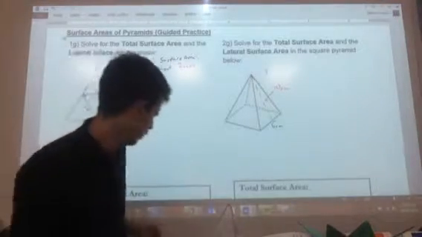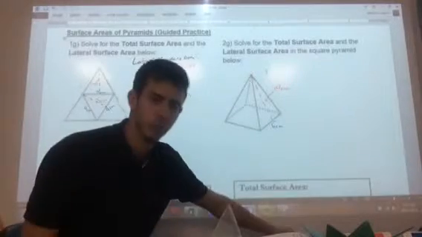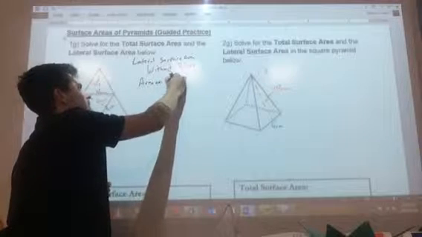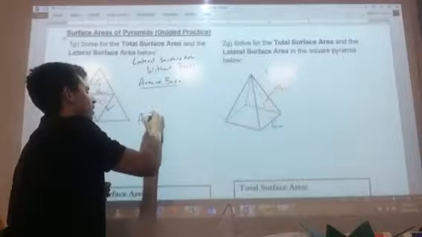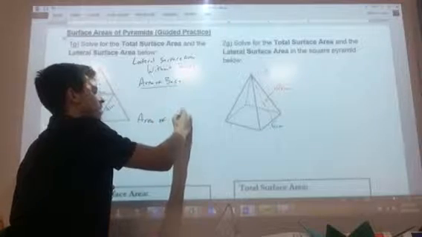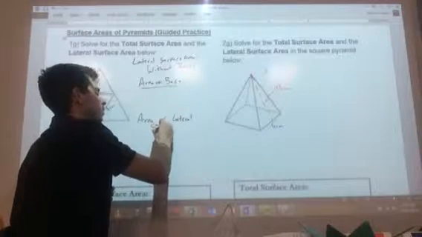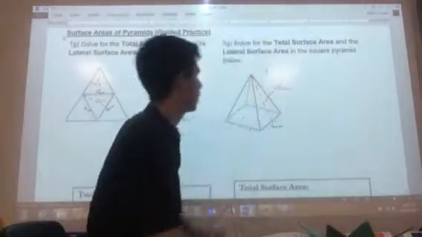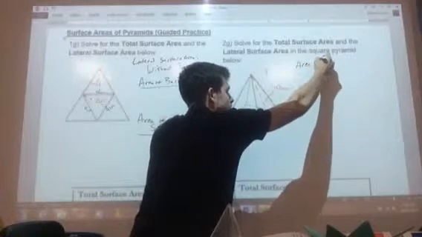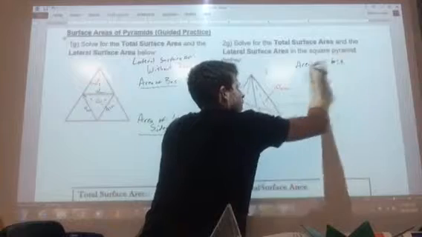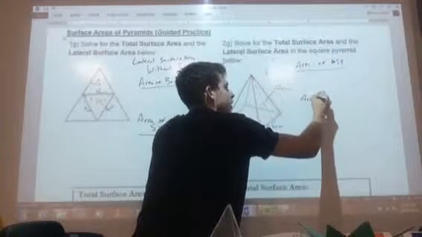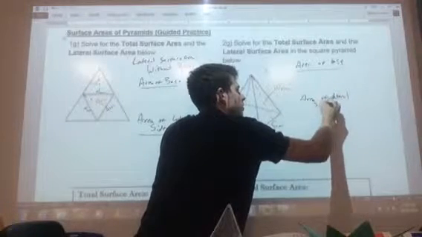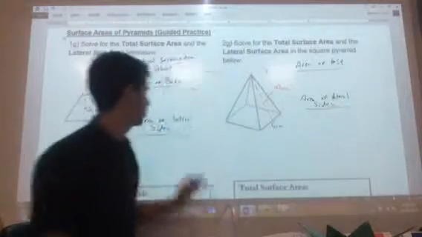So if we're looking at this triangle right here, let's break it up into two parts. Let's first figure out the area of the base, and then let's figure out the area of the lateral sides. And you know what, we can do that over here too. So let's go ahead and set it up. So let's figure out the area of the base, and then let's do the area of the lateral sides. Okay, so let's start here.